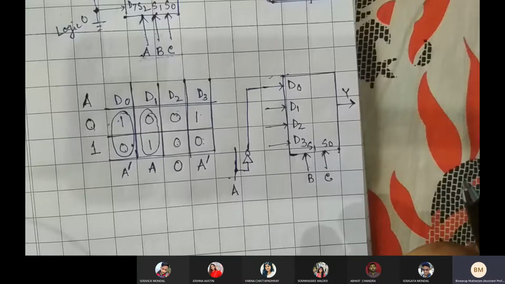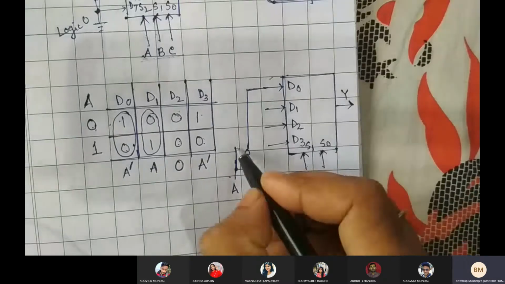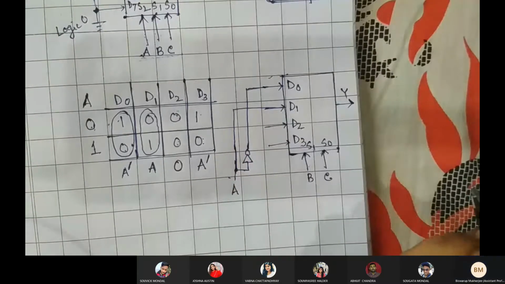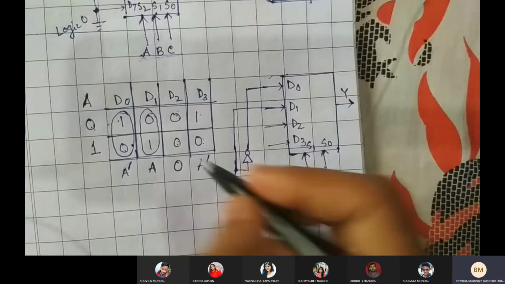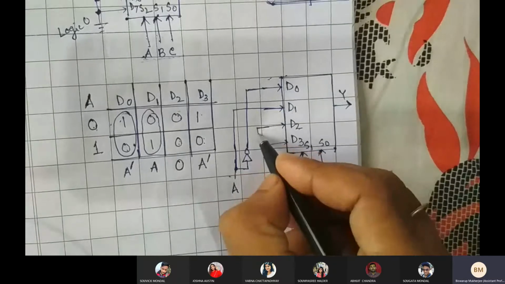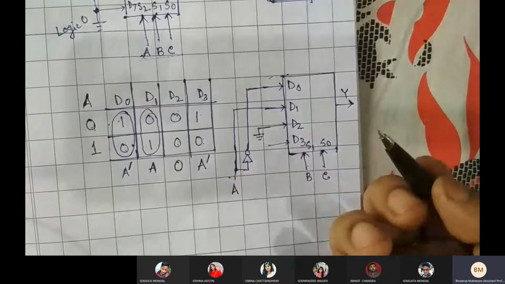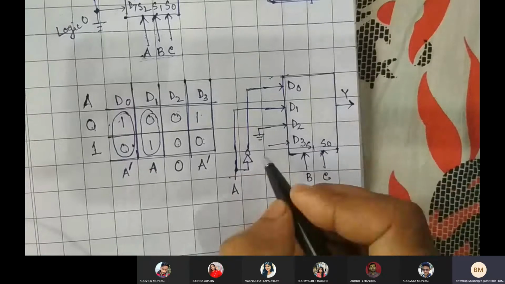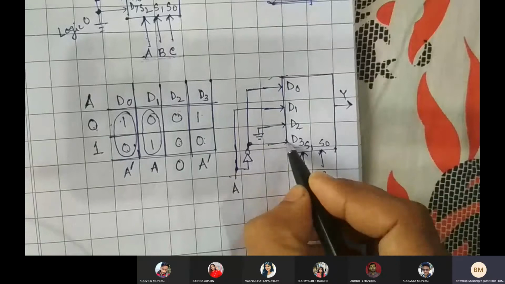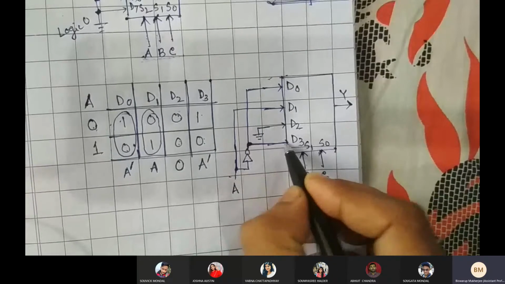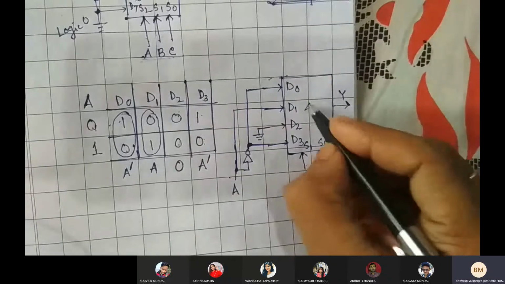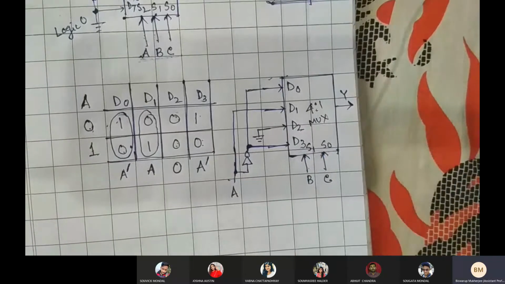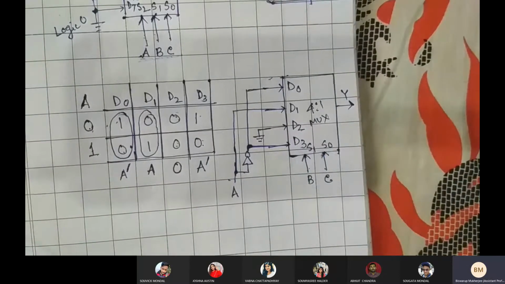Next is D1, which is connected with A. So I'm connecting A with D1. Okay. D2 is 0, so I am directly connecting it with ground or logic 0. And similarly, D3 is also connected with A bar. So I'm also connecting D3 with A bar. So now it is a 4:1 mux. Let's see whether it will work as expected or not.